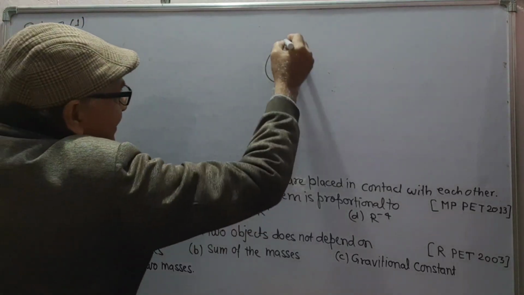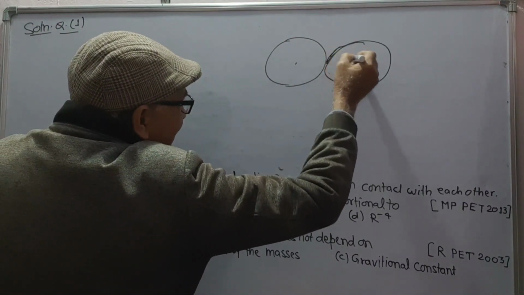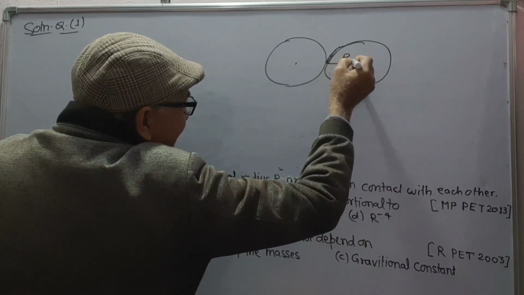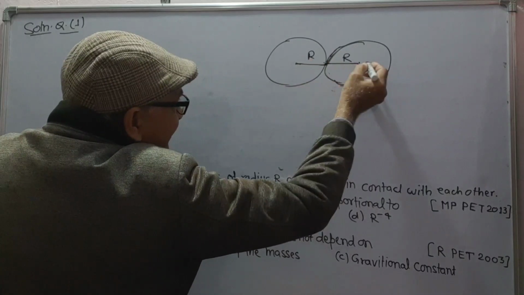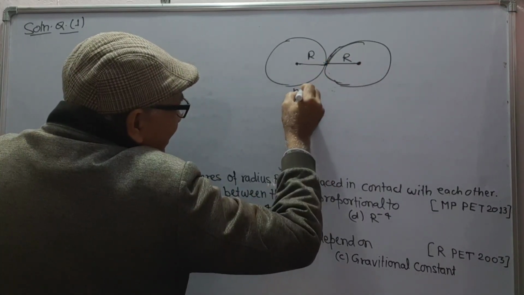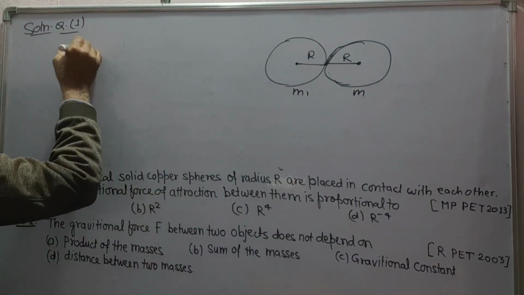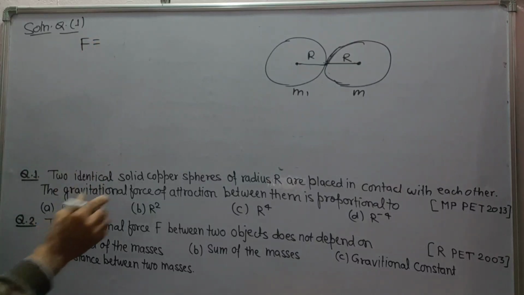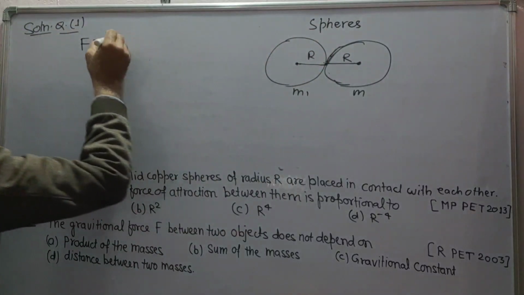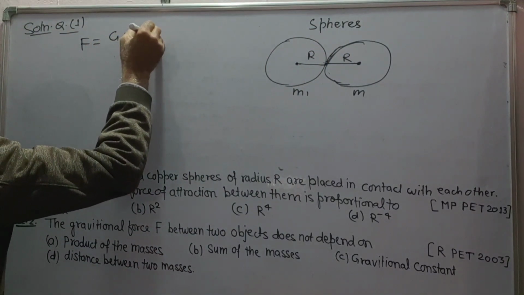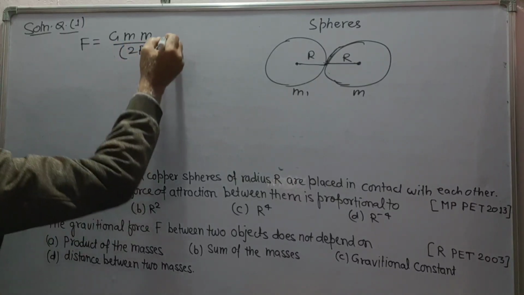Suppose these are two identical copper spheres, each of radius capital R. So, its radius is capital R and also its radius is capital R. Total separation between two masses will be 2r. Now, gravitational force of attraction between two spheres will be G m square upon distance square, distance is 2r square.